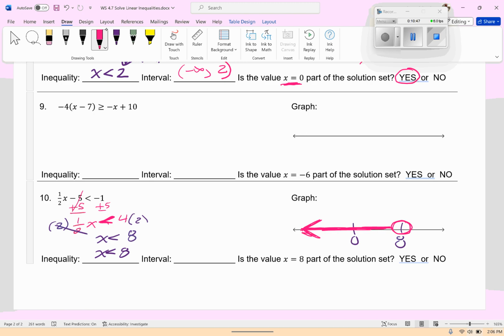Where's that arrow pointing to? What really large number to the left? Negative infinity. Your interval, read it left to right like you're reading a book. So negative infinity to 8. Round bracket on the 8 because I have an open dot. I don't have an equal sign. And then it says, hey, is 8 part of the solution? Is that a solid dot on the 8? No, it's not part of the solution.